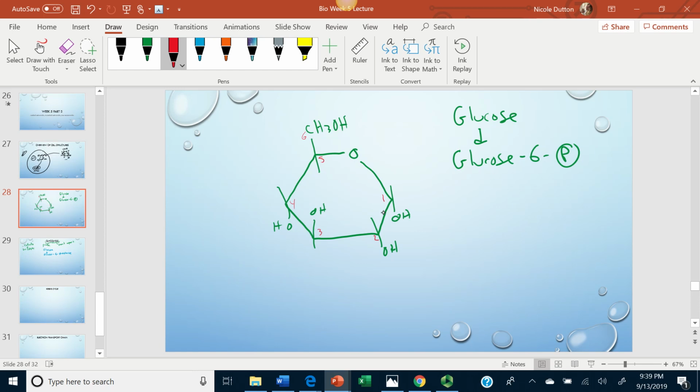So if we look at all the carbons, the ring is made up of carbons with the exception of this one oxygen. Then we've got a carbon here. So that's where our 6 carbons are located for C6H12O6, glucose. Now if I say glucose 6-phosphate, what I'm doing is I'm adding a phosphate group on the 6th position carbon.